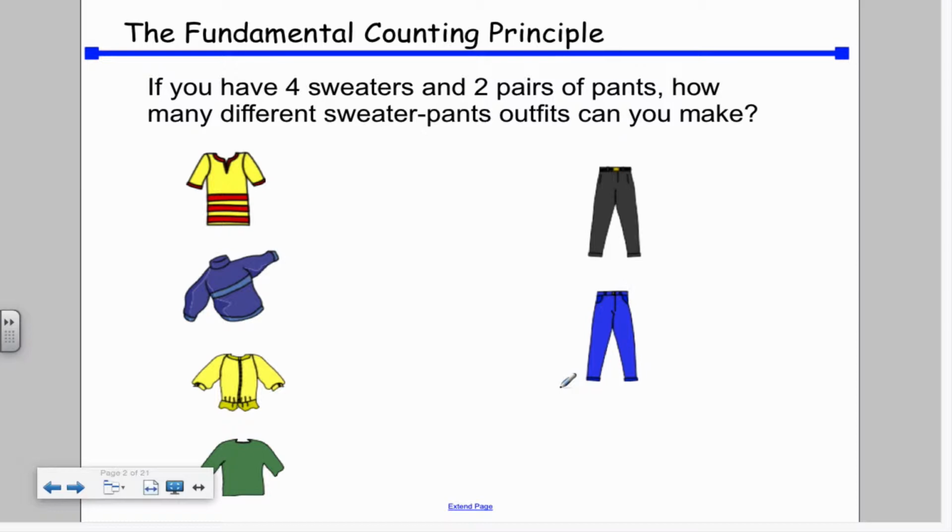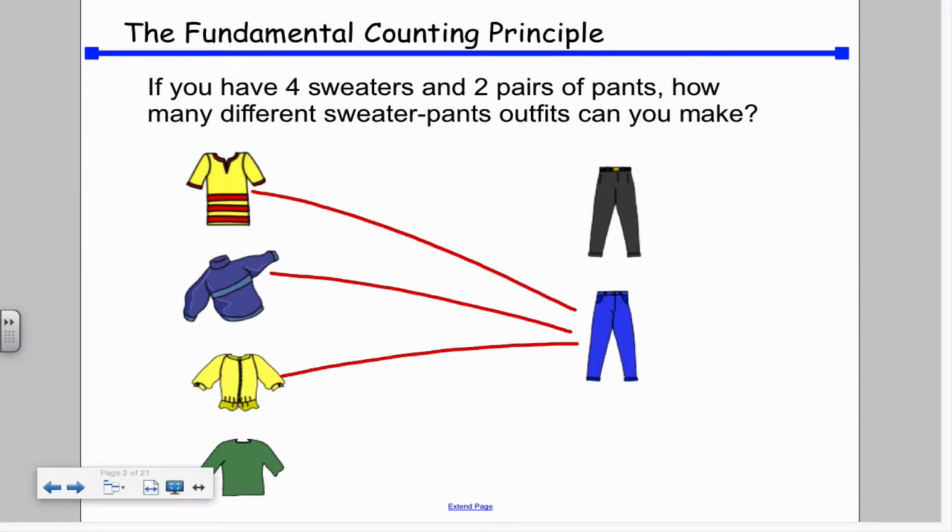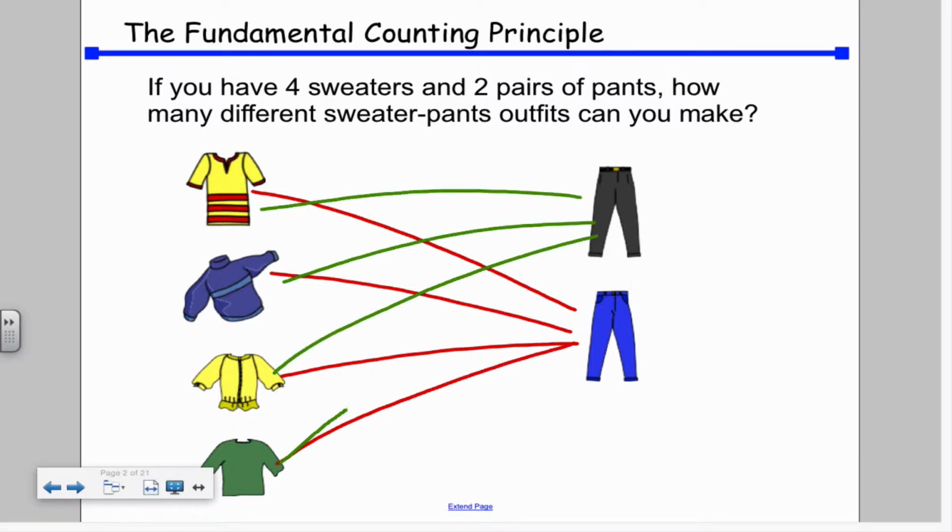So let's figure this out. Let's map every sweater to the corresponding pair of pants. And we can count them up, and we could see that we would have 8 possibilities. Well, how do we get that? We did 4 sweaters times the 2 pair of pants, and that would give us 8 possibilities.